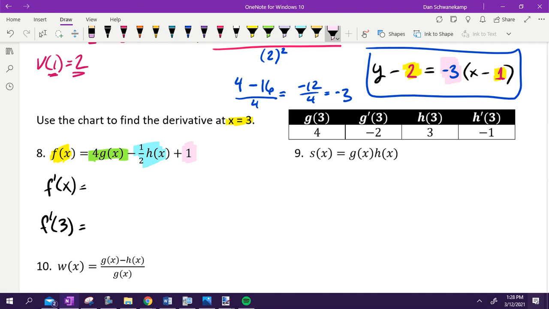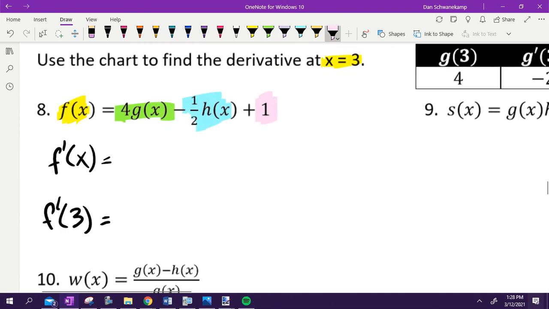This first one we've had some discussion with. What is the derivative of 4g of x going to be? It is 4g prime. That's it. Anybody want to do something different there? Okay, 4, since it's a constant, just is going to remain and we take the derivative.